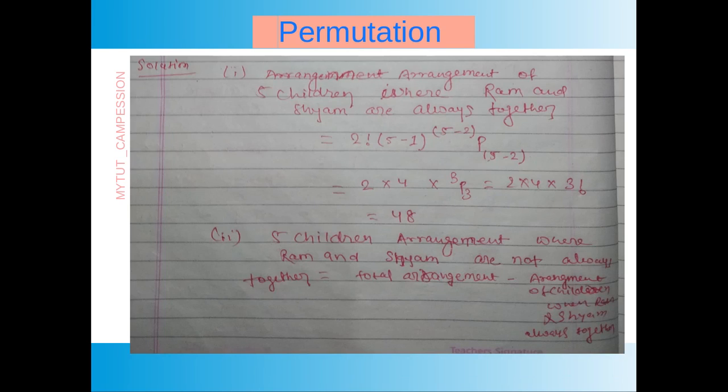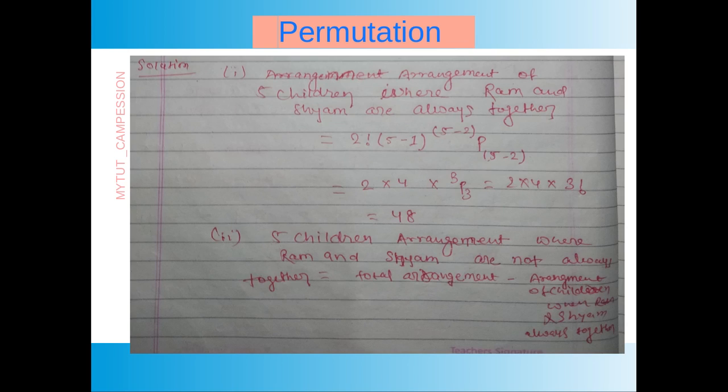Now the arrangement of 5 children where Ram and Syam are always together equals 2 factorial (5 minus 1). Total number of children n is 5, and r is 5, so n equals 5, and we arrange all children, but Ram and Syam are always together. So (5 minus 1), okay, (5 minus 2)P(5 minus 2). Now we get 2 into 4 into 3P3, which is 3 factorial. Now 2 into 4 into 6 equals 48 ways.